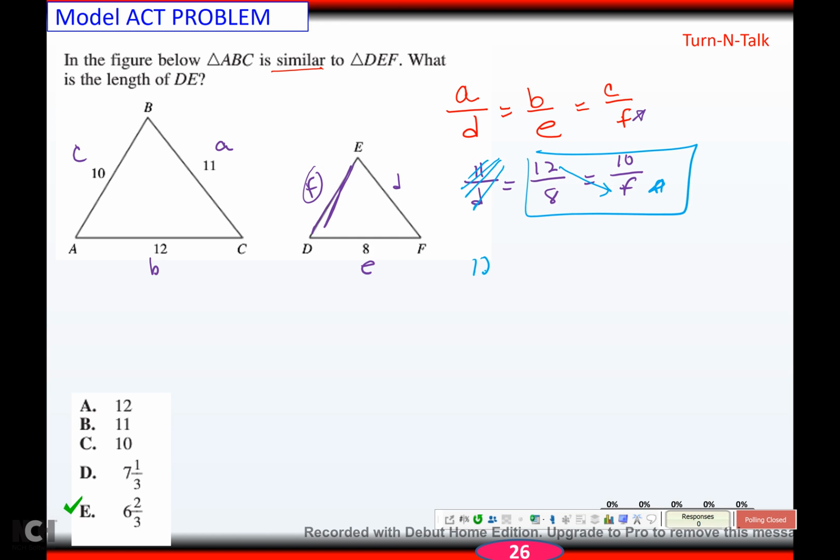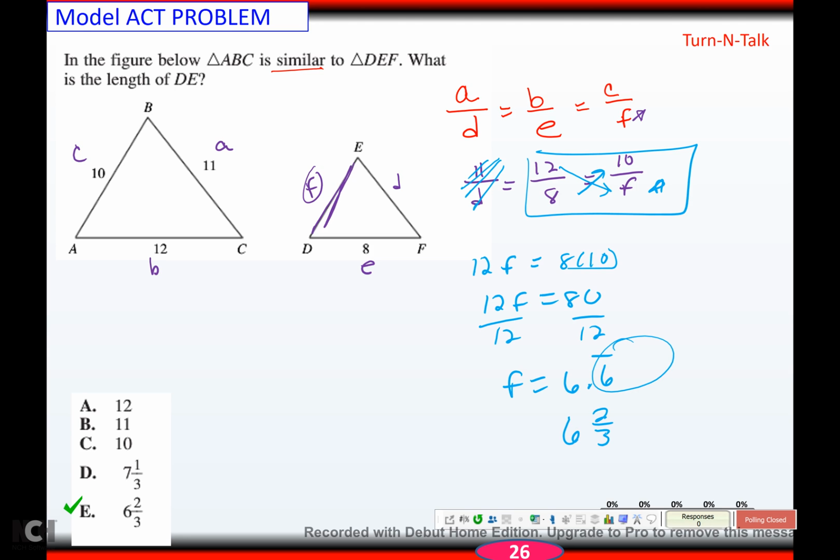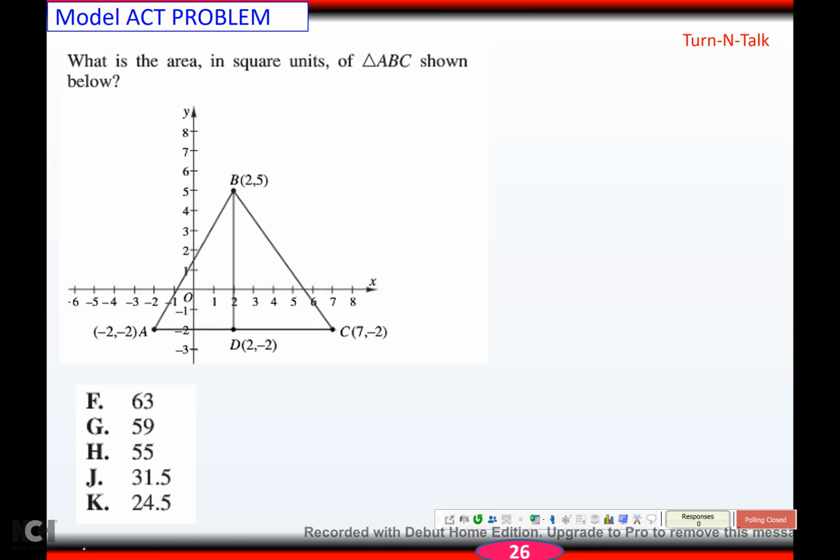I'm going to use this ratio, proportion, alright, to solve for f. So this would give me 12 times f equals 8 times 10. So 12f equals 80. If I divide by 12, I get f equals 6.6 repeating, which you should know by now, repeating 6's is classic for 2/3. So f equals 6 and 2/3. Okay?